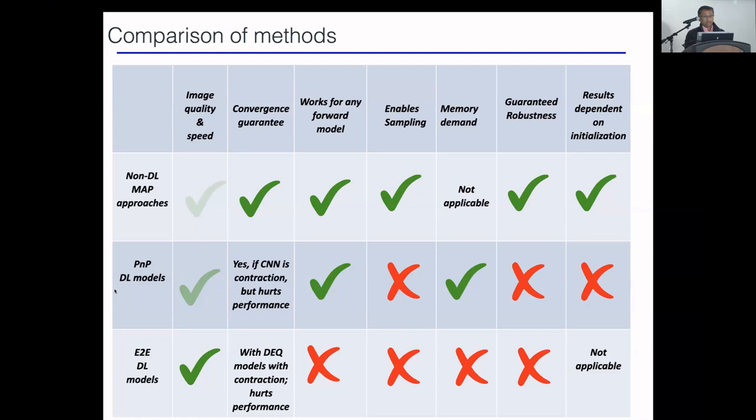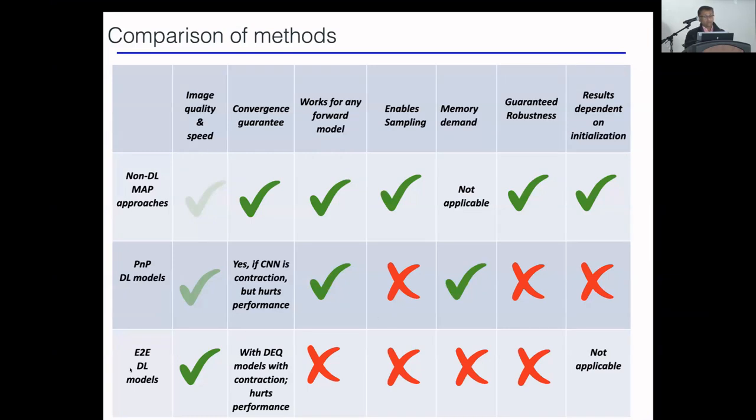By contrast, when you look at PnP models, they improve the image quality, and it works for any forward model, but they have a lot of disadvantages. For example, it's hard to do sampling. You don't have guarantees on robustness, or initialization is a problem.